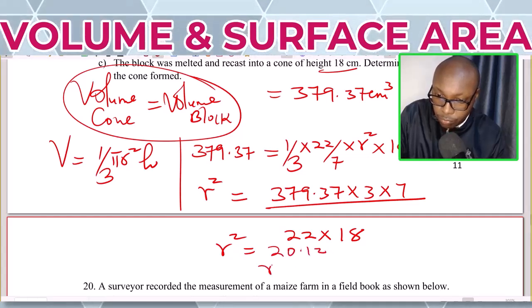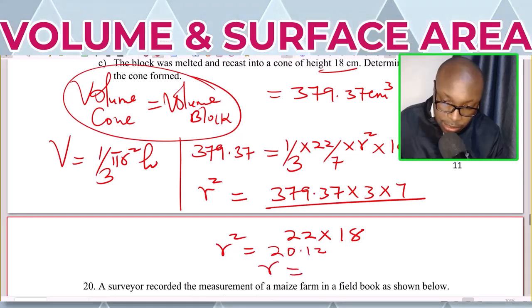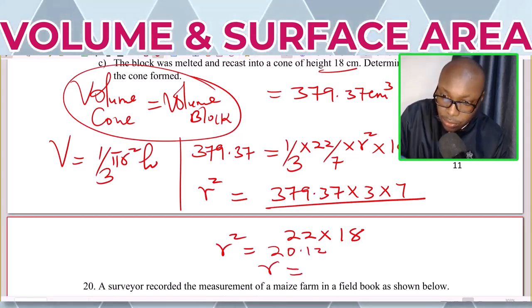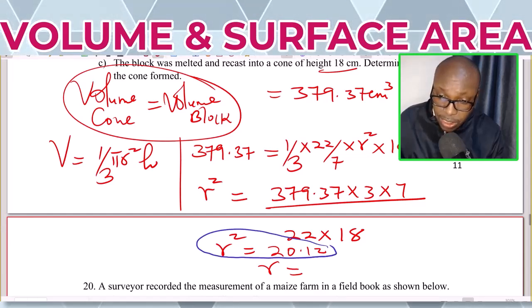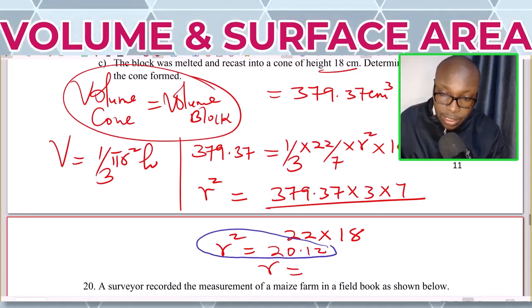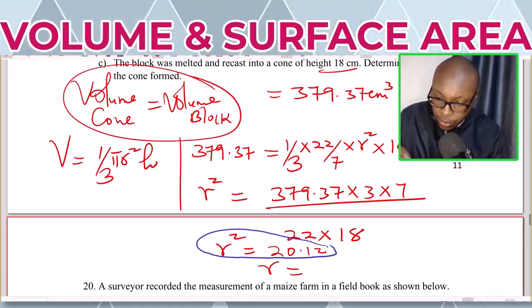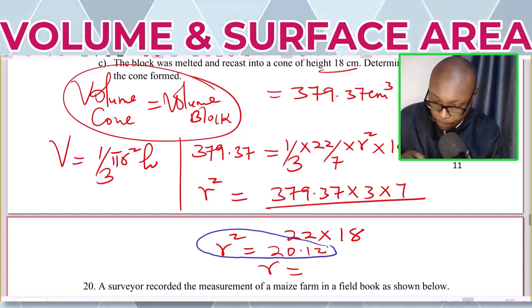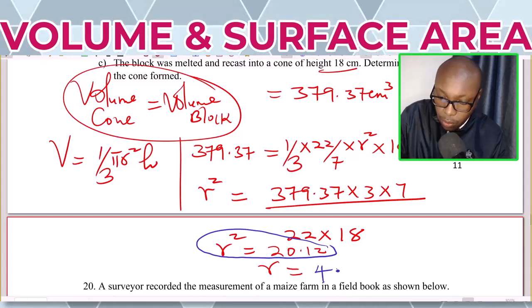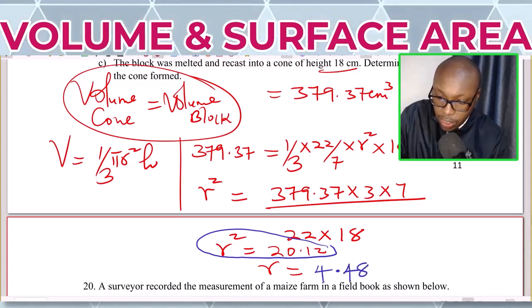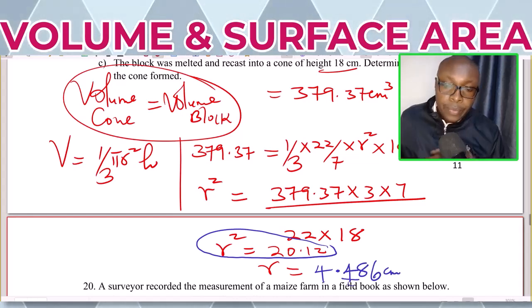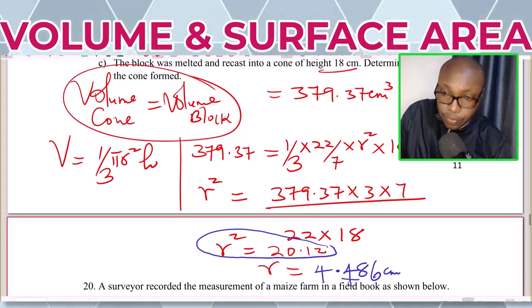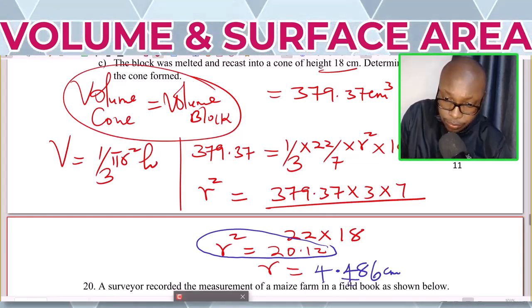So you get r squared is equal to 20.12, correct to 4 significant figures. So to get the radius, you get the square root of both sides. So the square root of 20.12 will be 4.486 centimeters. So that is the radius of this cone.